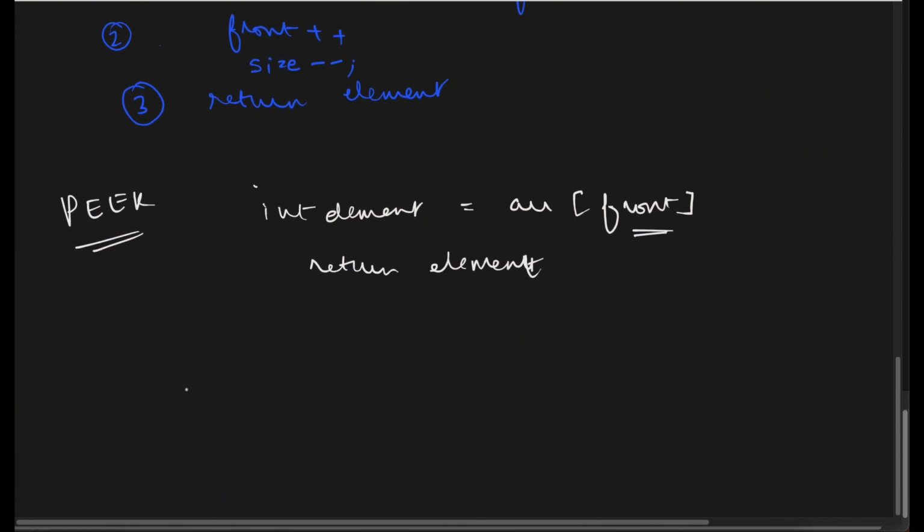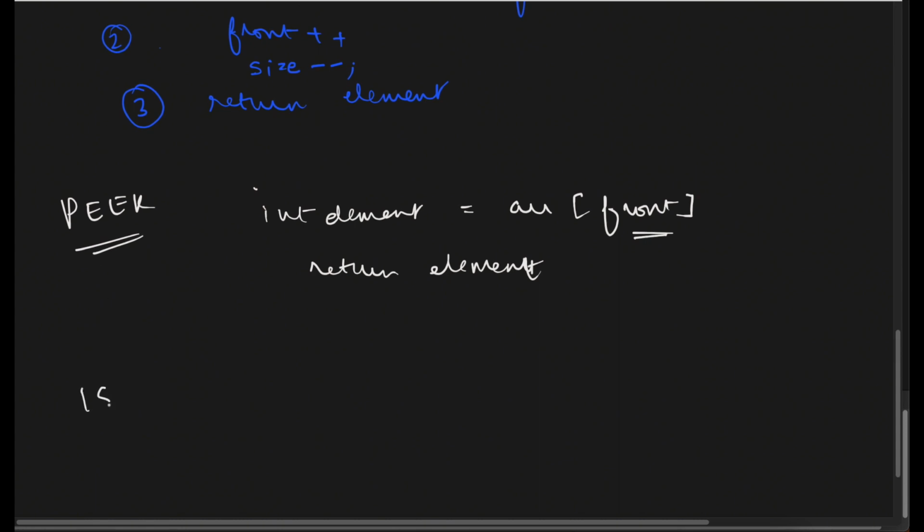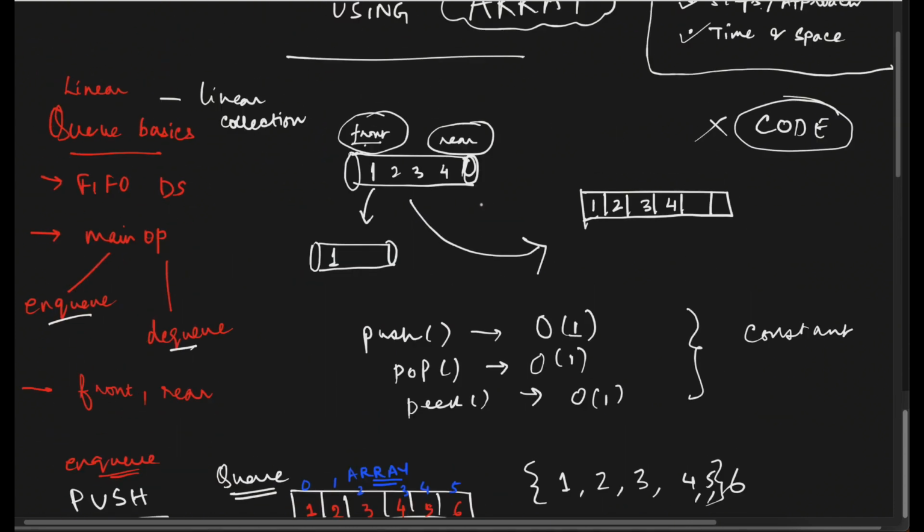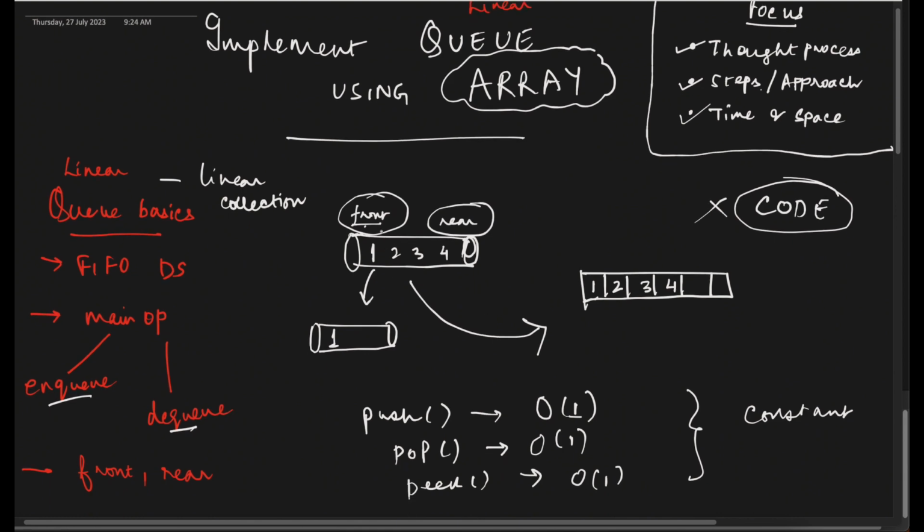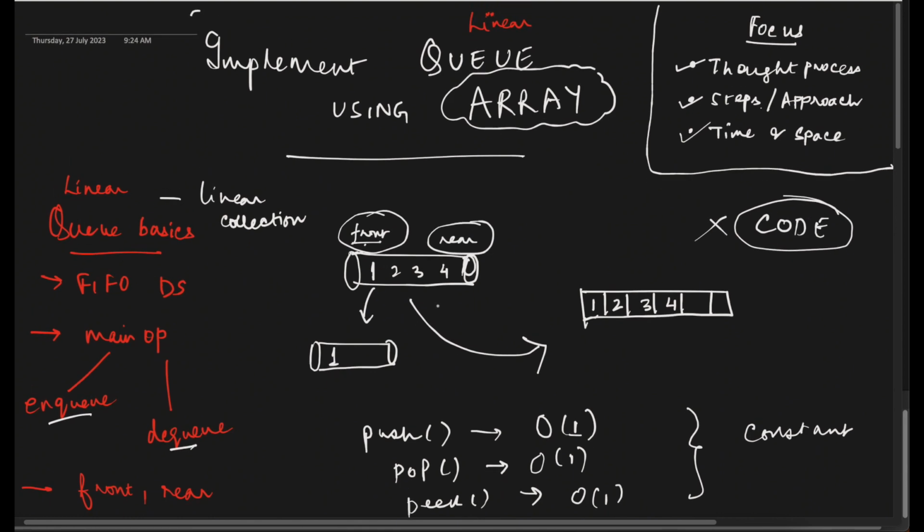The last operation which we have to do is empty. This is very simple. You just have to check if the size of the array is equal to 0 or not, because if the queue is empty, the size should come down to 0 after removing all the elements. And initially, when we are initializing the array, the size will anyway be 0. So with this, we have wrapped up today's session of implementing the queue using an array. We covered enqueue, dequeue, peek, and is empty, and we have seen in detail the steps to do it.